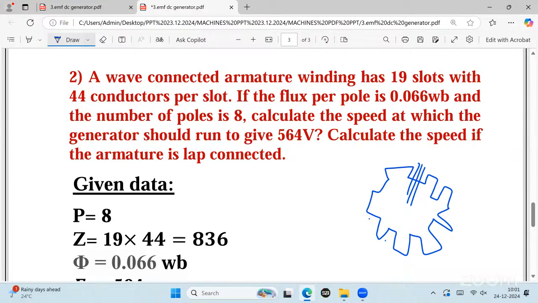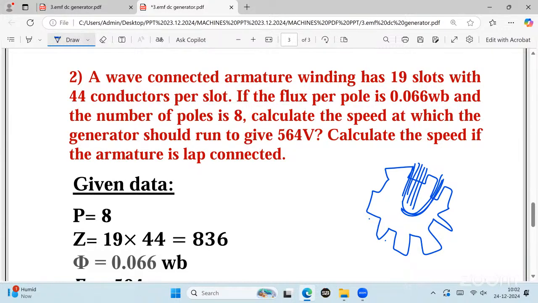And it is wound. All 44 are winding from one slot to another slot. Totally for the armature, how many slots are there? 19 slots. In each slot, how many conductors are placed? 44. So these 44 are winding from one slot to another slot. This is called a design.